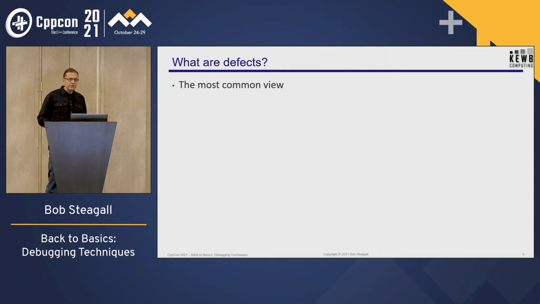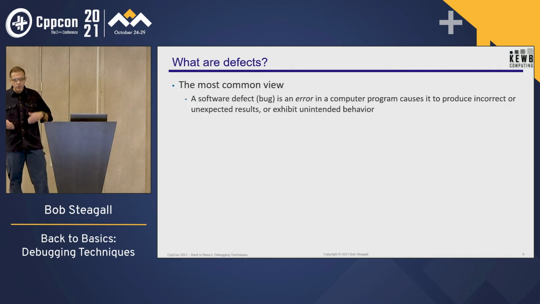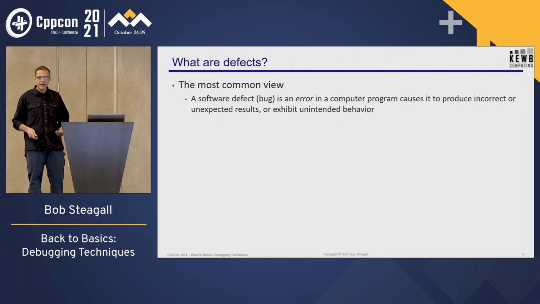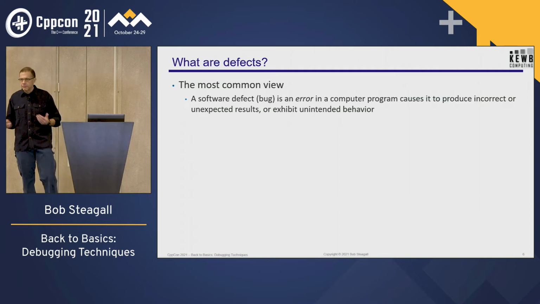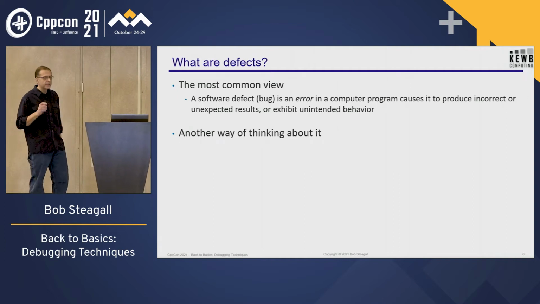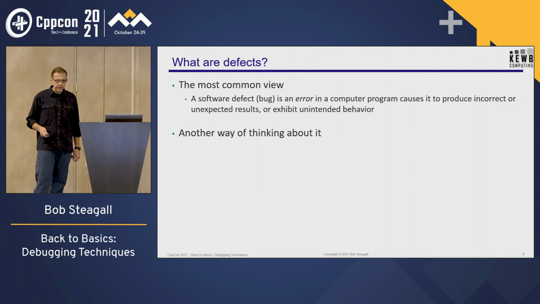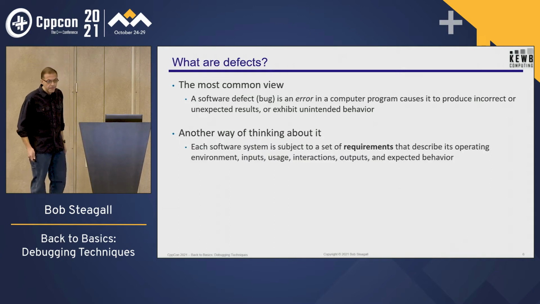So what are defects or bugs? Well, the most common view is that a defect or a bug is an error in a program that causes it to behave in some way that we don't expect. We think it's incorrect or unintended or unexpected. And that's probably the most common way that people think about it, right? But I propose that there's a different and a better way of thinking about it, or at least it's the way I think about it. And since I'm up here, it is a better way.